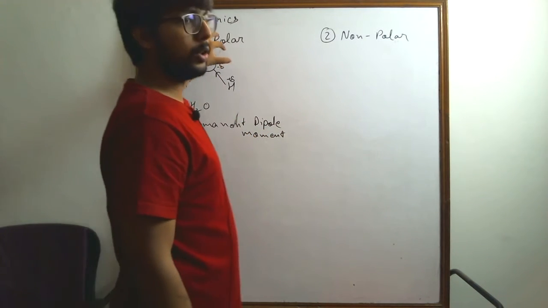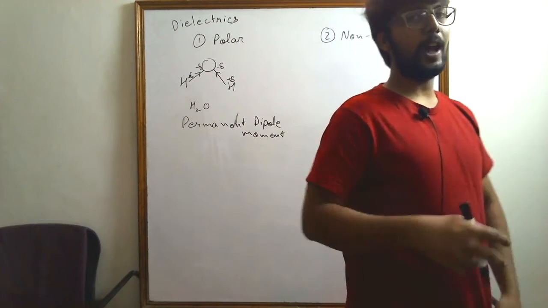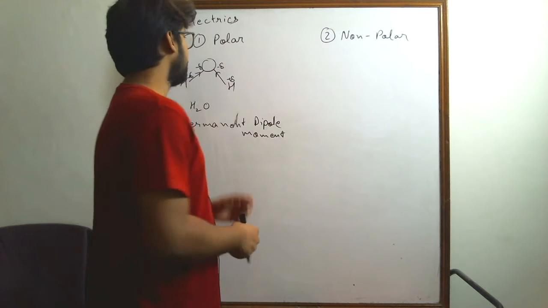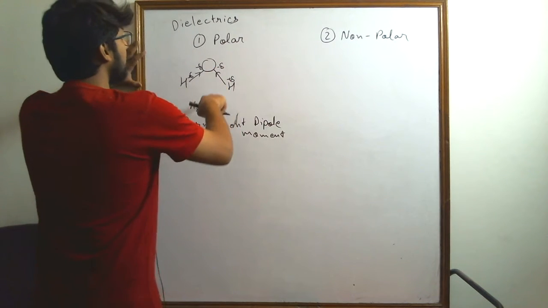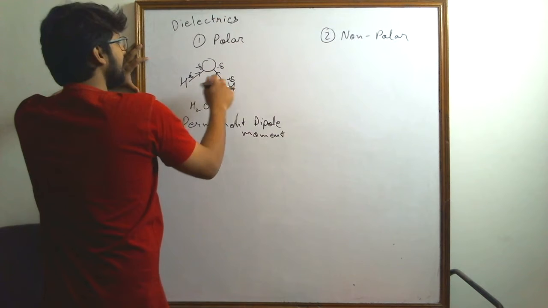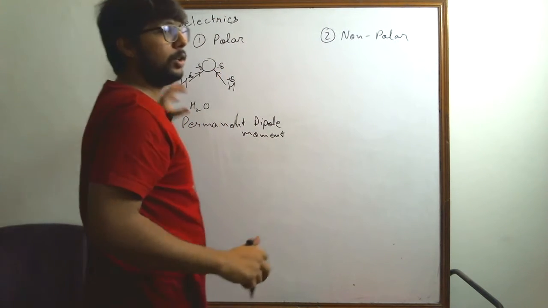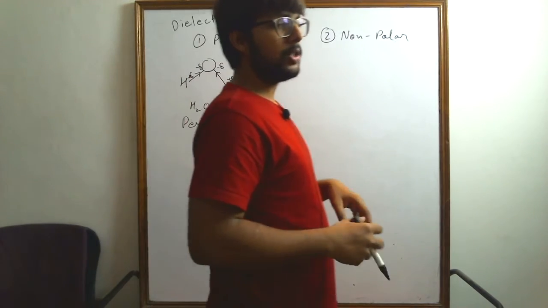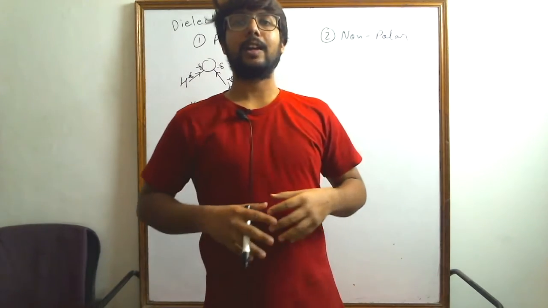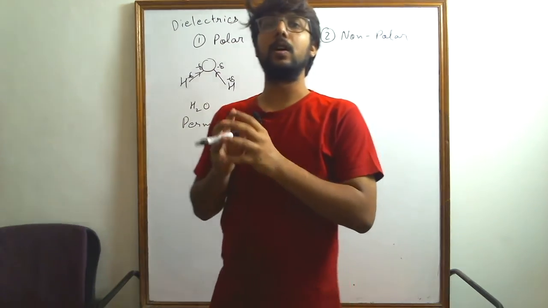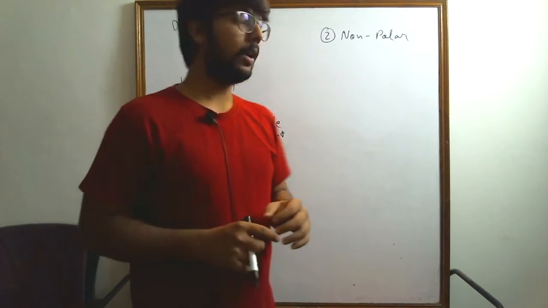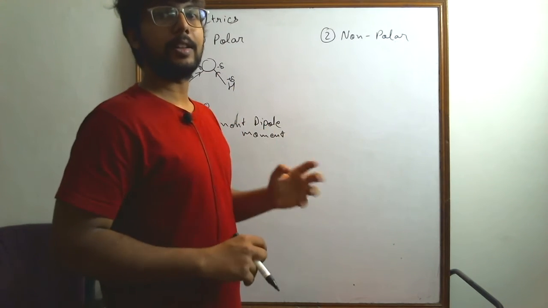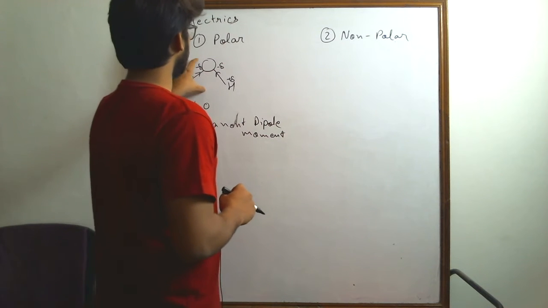So polar molecules are molecules which have a permanent dipole moment. What does this mean? This means that when I put this molecule in an external electric field, the positive charge end will automatically get attracted and aligned towards the electric field. That is the importance here.